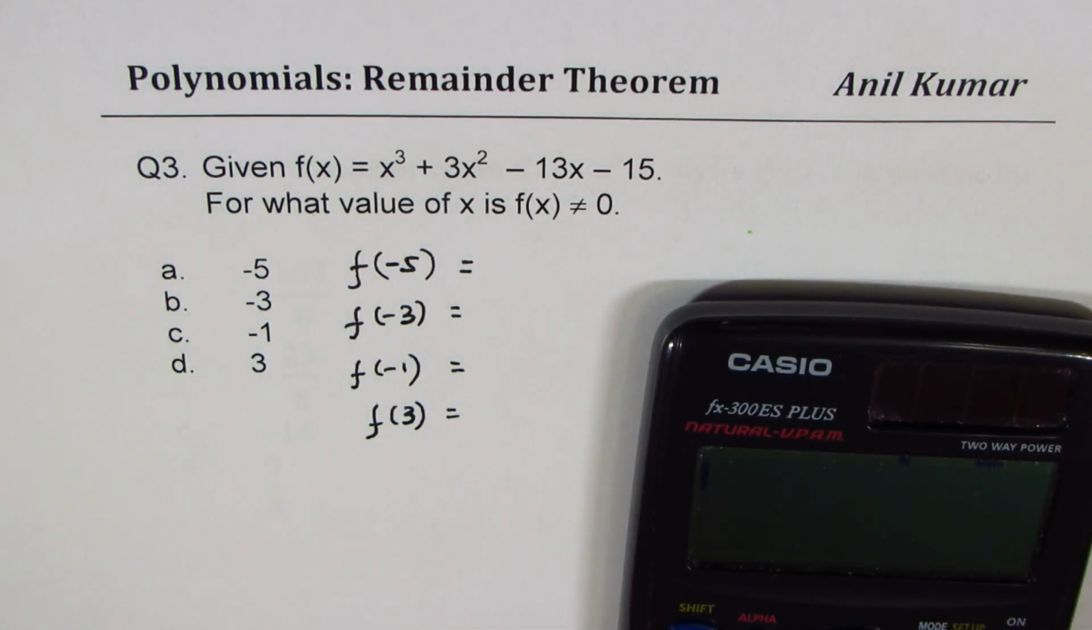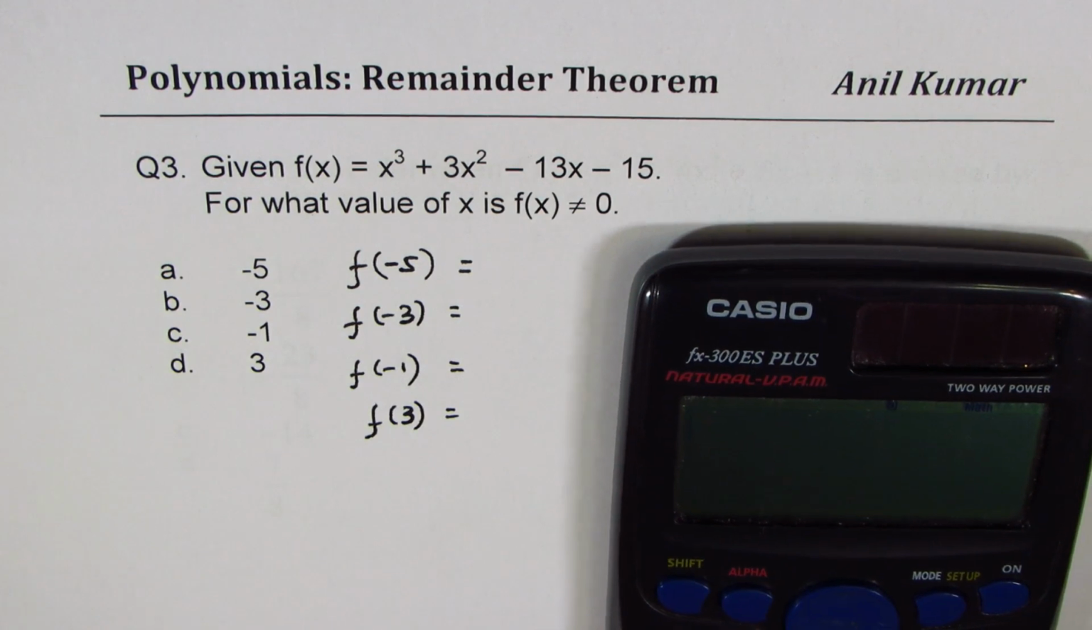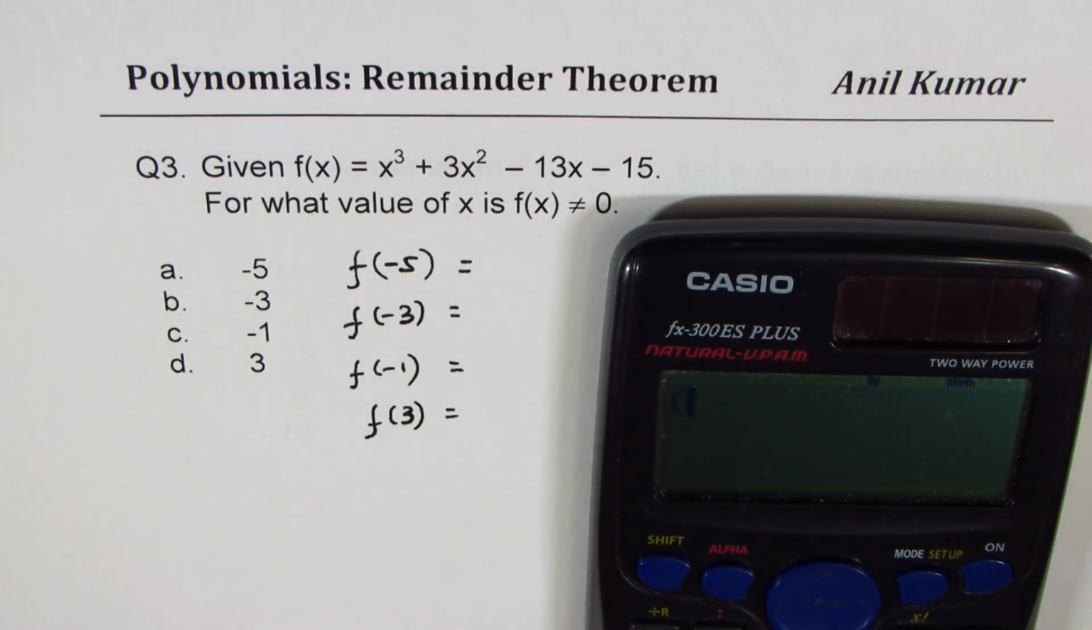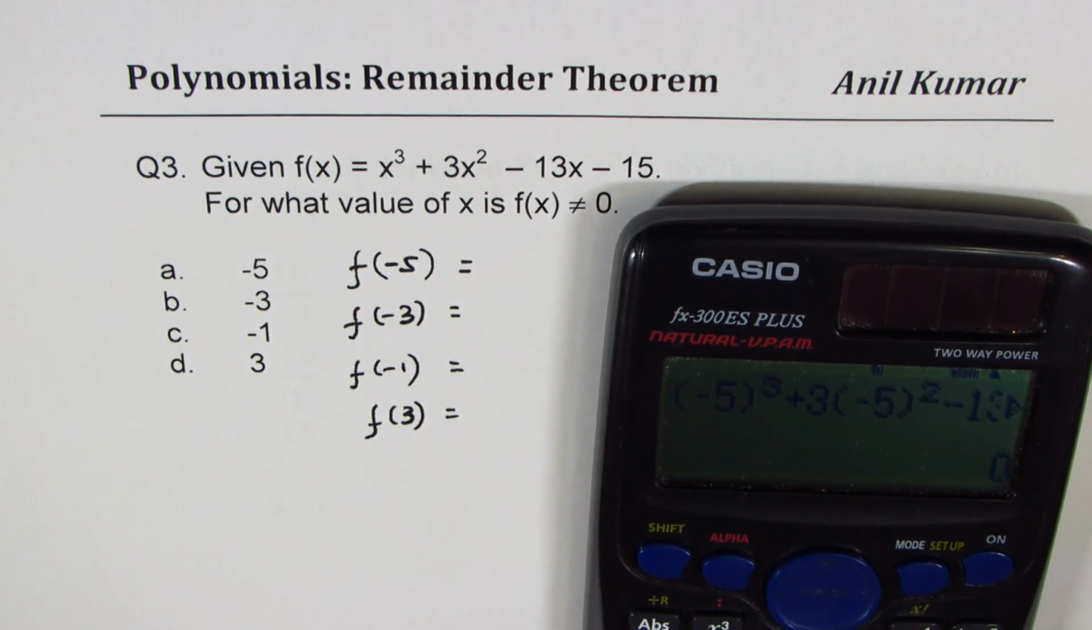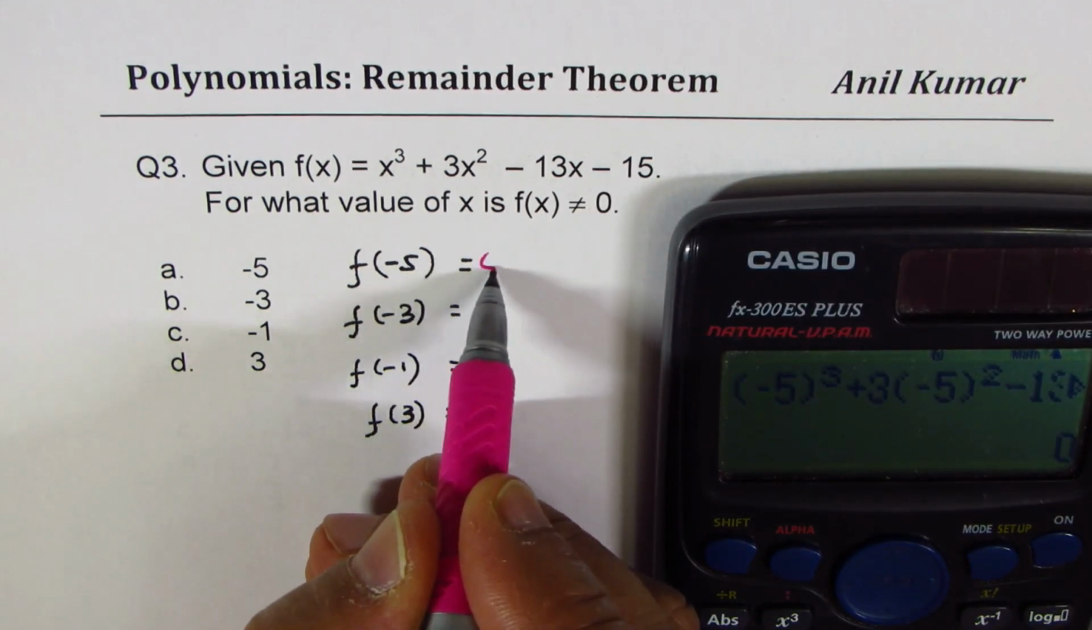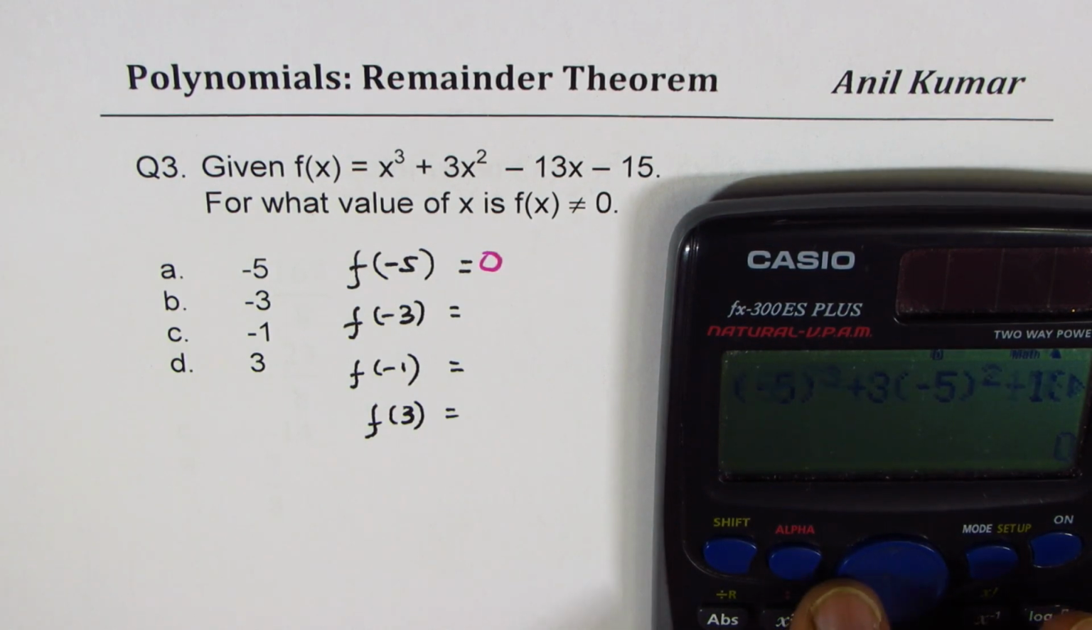So f(−5) really means substitute −5 in the equation. Within brackets, (−5)³ + 3 times (−5)² − 13 times (−5), and then we have −15, equals... we get 0. So this answer is 0. Now we will substitute −3 instead of −5.